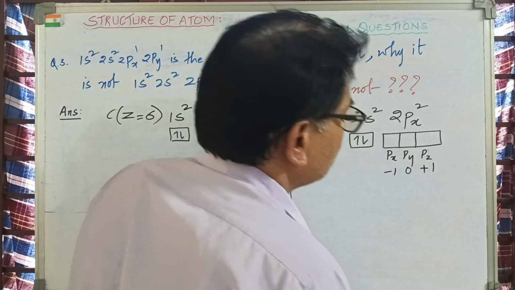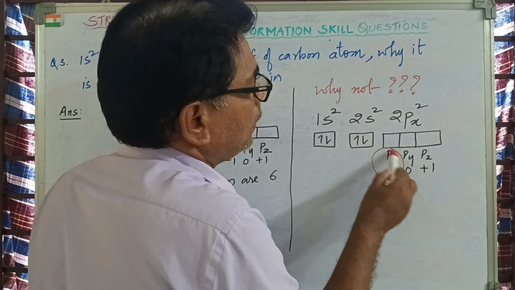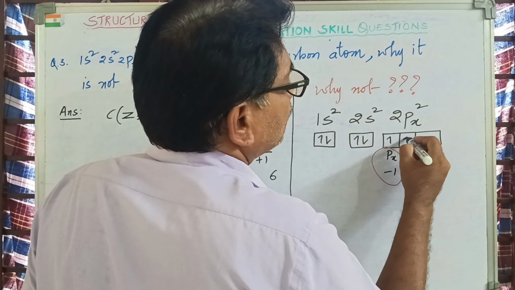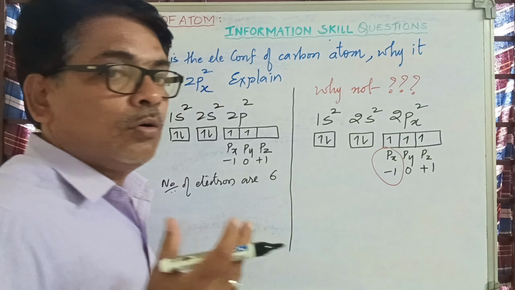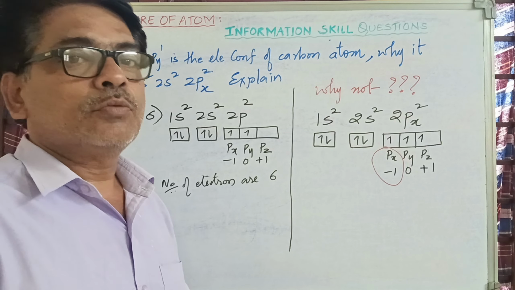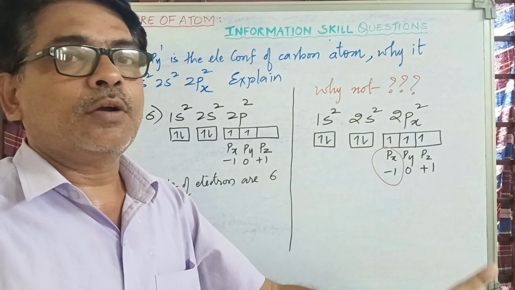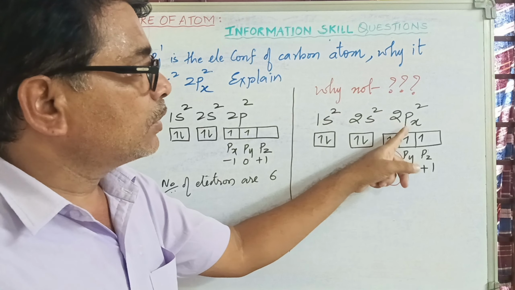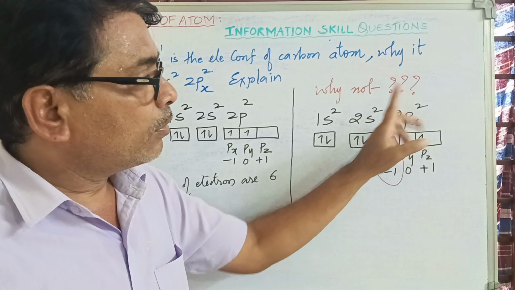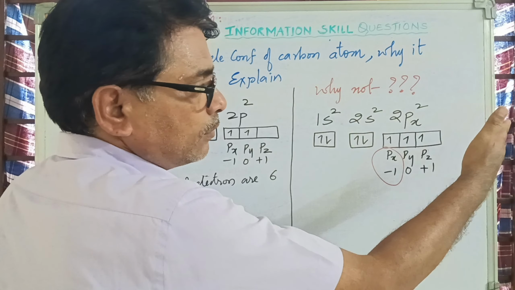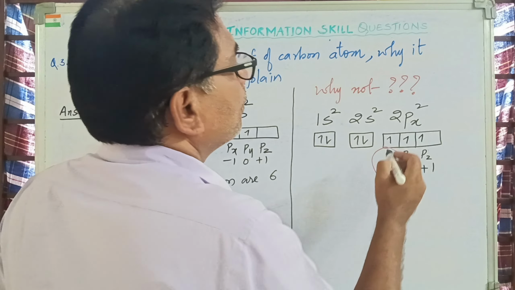It is so clear now. To fill 2 electrons in px, what happens? We have to first fill all the degenerate orbitals. Why? Hund's rule. Pairing occurs only when all the degenerate orbitals are completely filled with 1 electron each. He is directly asking you to take 2 electrons in px. That you simply cannot take. You have to fill all these first, then go for pairing.